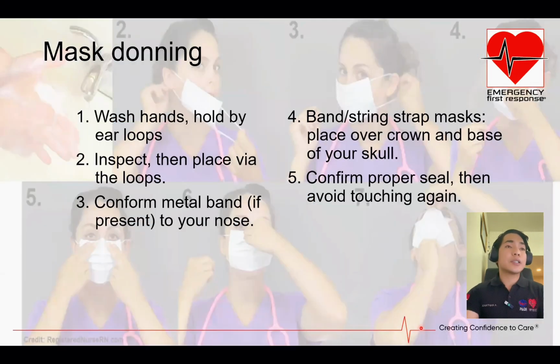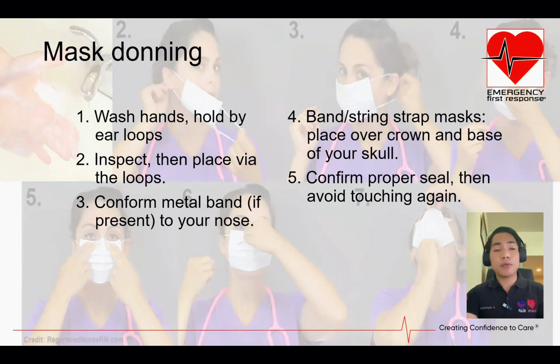So next, we will talk about mask donning. Again, when we are doing mask donning, first we need to wash our hands before holding the ear loops. Second, we need to inspect, then place it via the ear loops. Third, confirm the metal band, like this, and press it to your nose. Fourth, for band or string straps, place the mask over the crown and base of your skull. Fifth, you need to confirm the proper seal, then avoid touching it again.